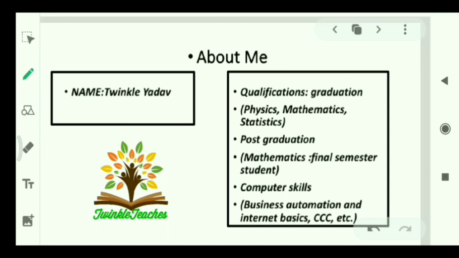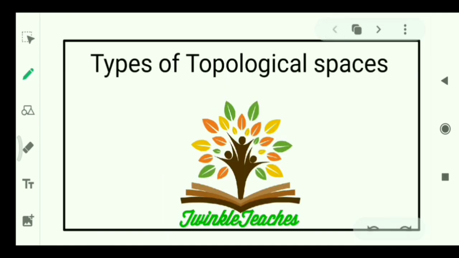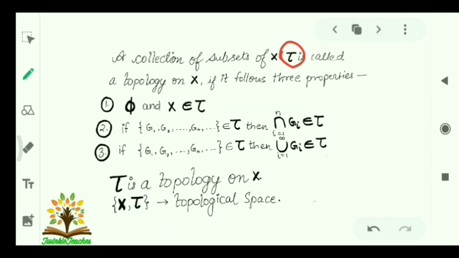In this video, we will discuss types of topological spaces. In my previous video, I have explained what is topology, why to study topology, and use of topology. You can find its link in the description box. But before we start, let's get a quick review of the definition of topology.